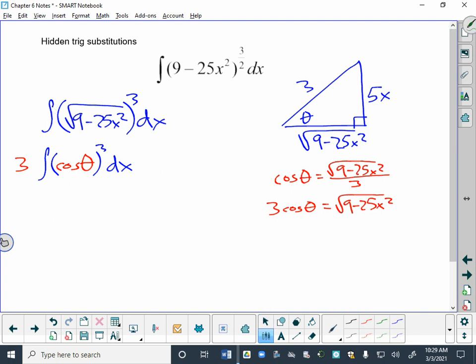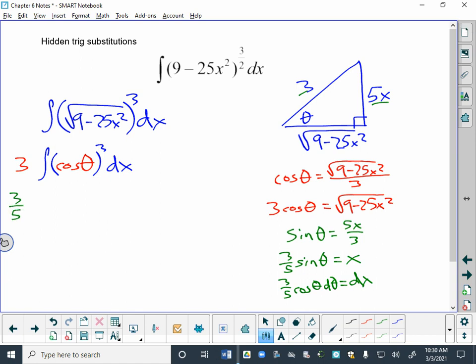It looks like that's going to happen with an opposite over hypotenuse. So that's sine theta is 5x over 3. So 3/5 sine theta is equal to x, and 3/5 cosine theta d theta is equal to dx. And so I'm going to have my 3/5 out in front here times the 3 that was already there. I still have this cosine theta in there, antiderivative of that cubed, and the rest of this is going to be in green for consistency. Cosine theta d theta. And so rewriting the whole thing as a new problem, that's 9/5 antiderivative of cosine to the 4th theta d theta.